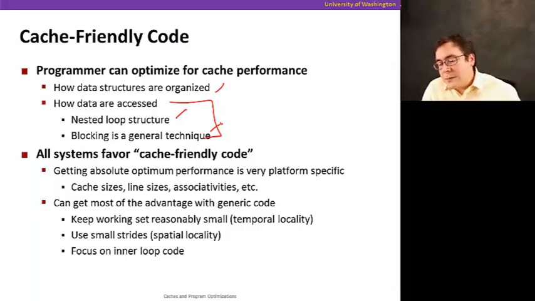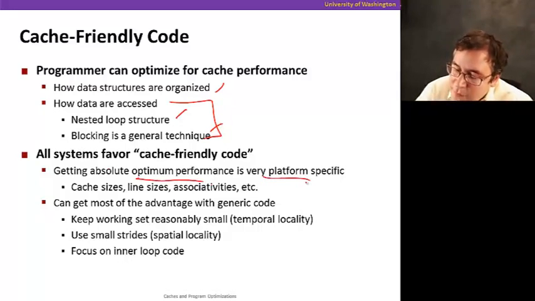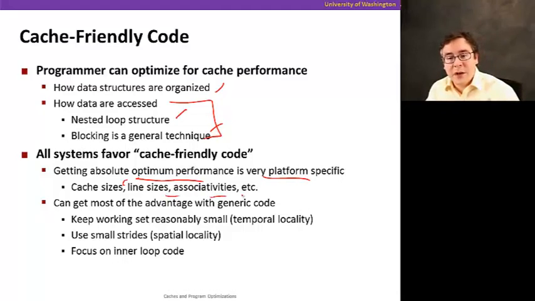One thing to keep in mind is that all systems like cache-friendly code, but to get absolutely optimum performance really depends on the platform, because it depends on knowing the actual cache organization, cache geometry, things like cache sizes, line sizes, associativities, and so on. But you can get most of the advantage with generic code.